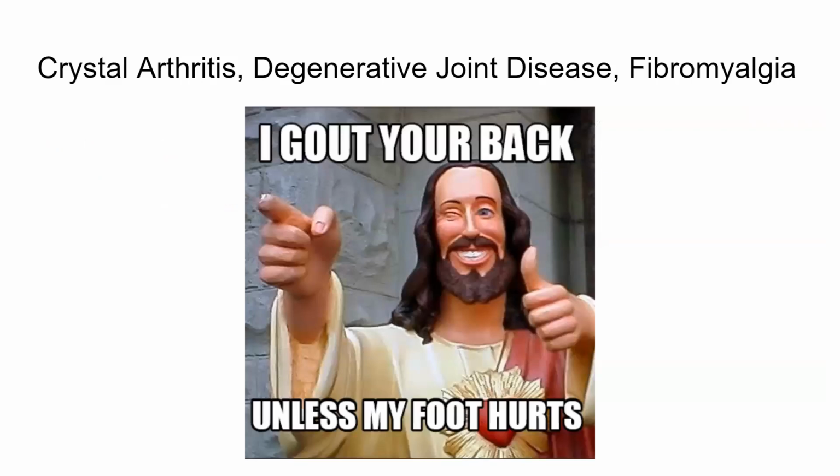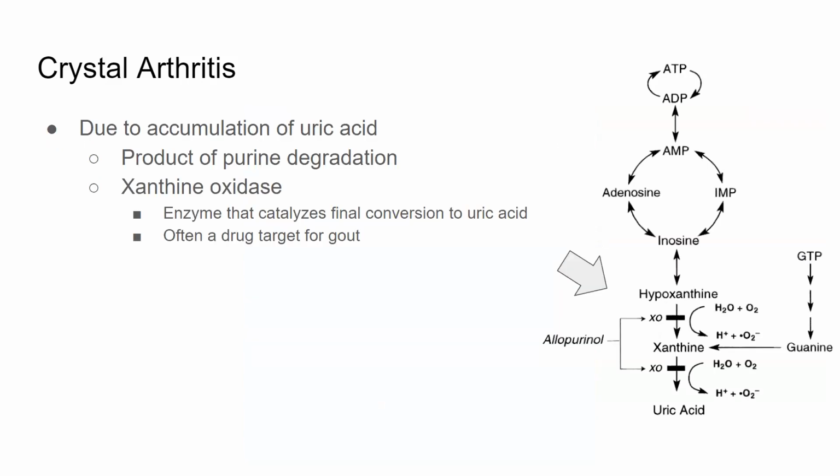All right. So now we're going to just talk a little bit about gout and fibromyalgia. So just understanding that gout or crystal arthritis, gout/pseudo-gout, is based on the accumulation of uric acid, which comes from purine degradation. And the major enzyme that's involved in the production of uric acid is the xanthine oxidase.